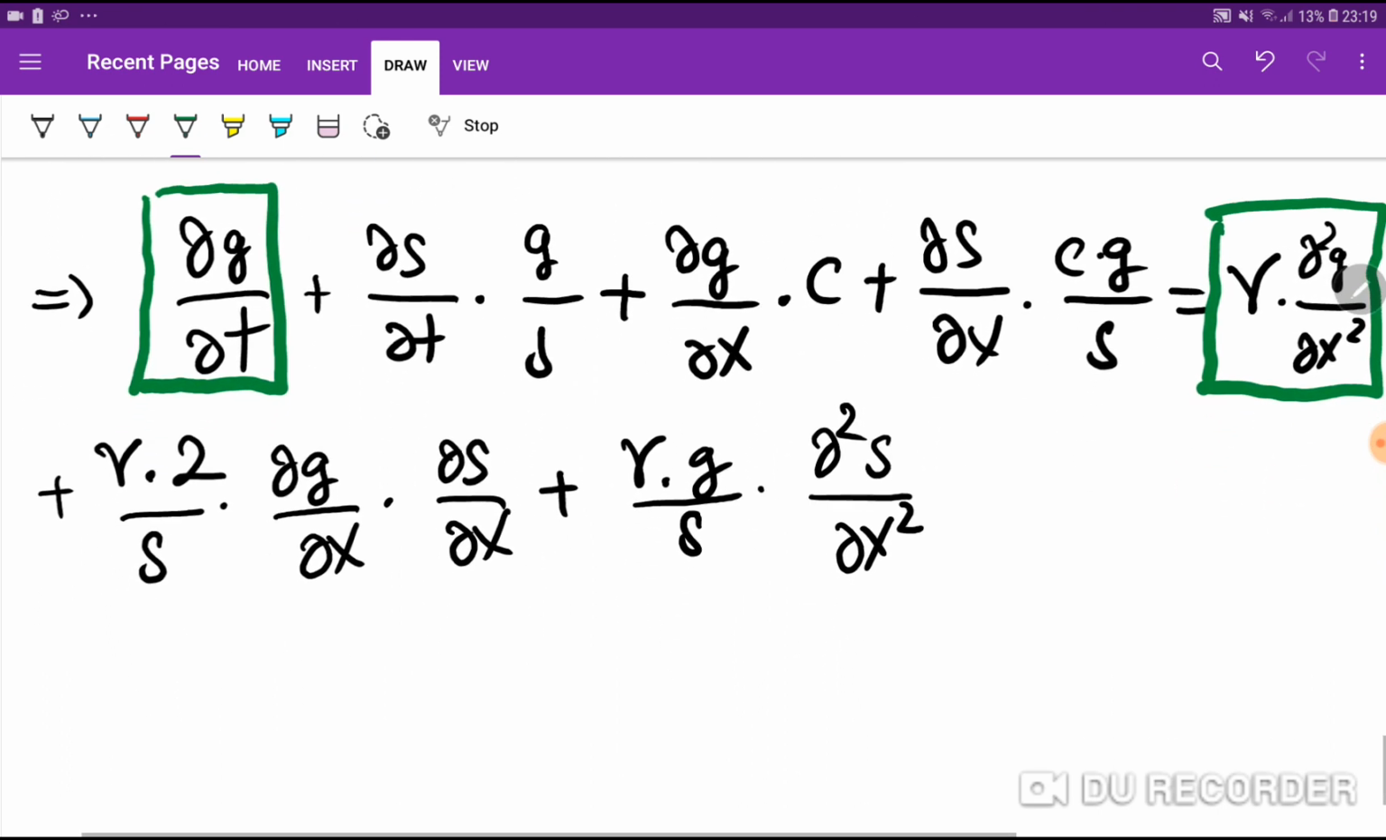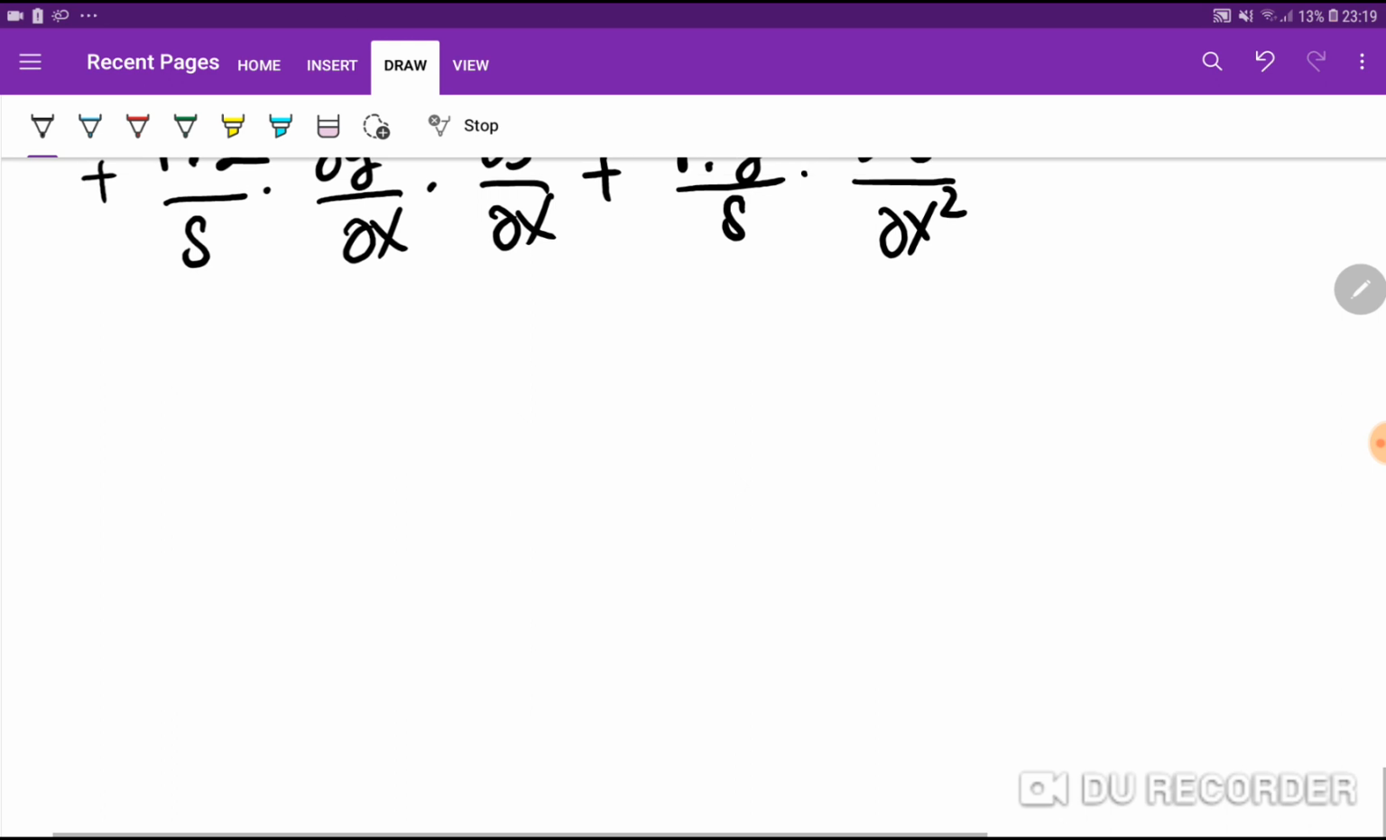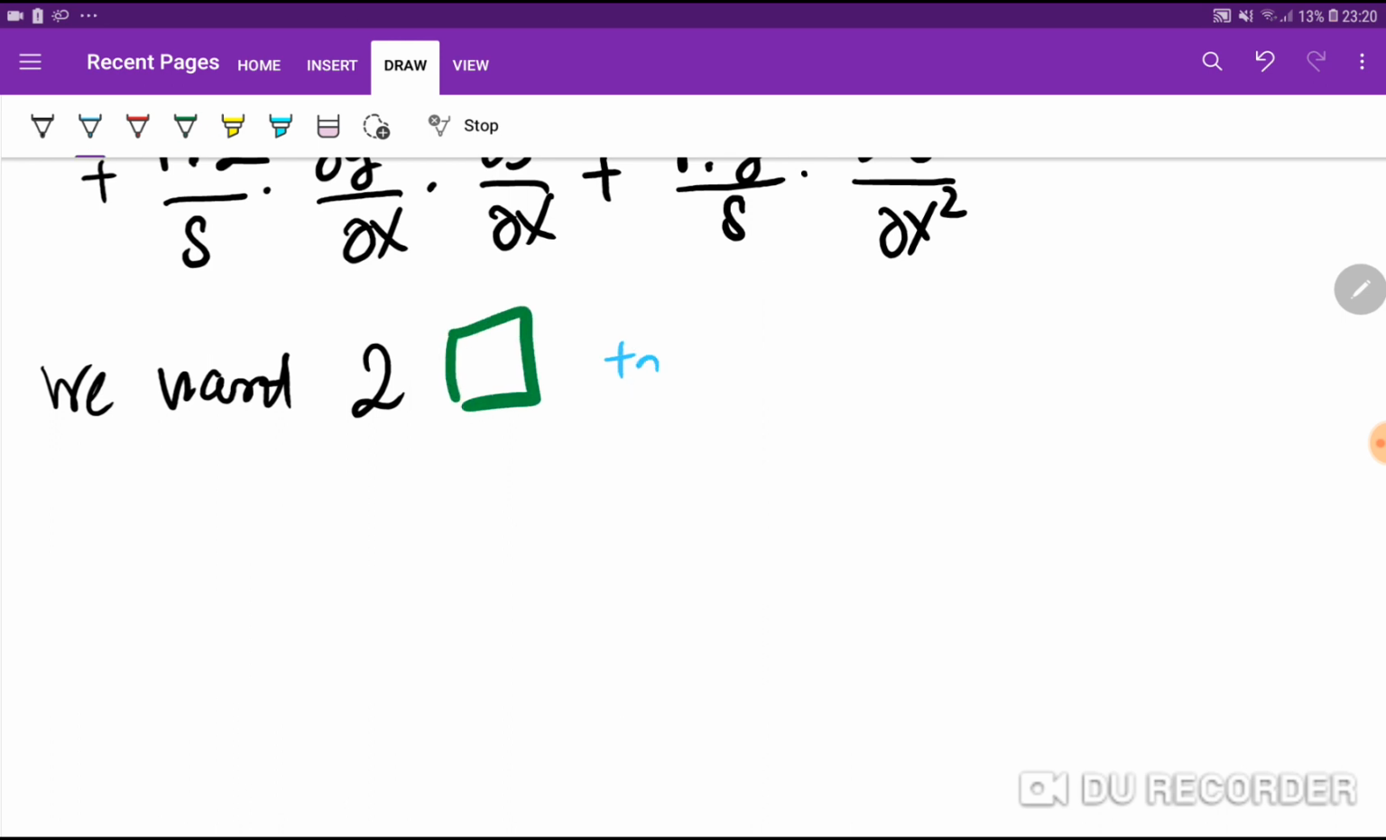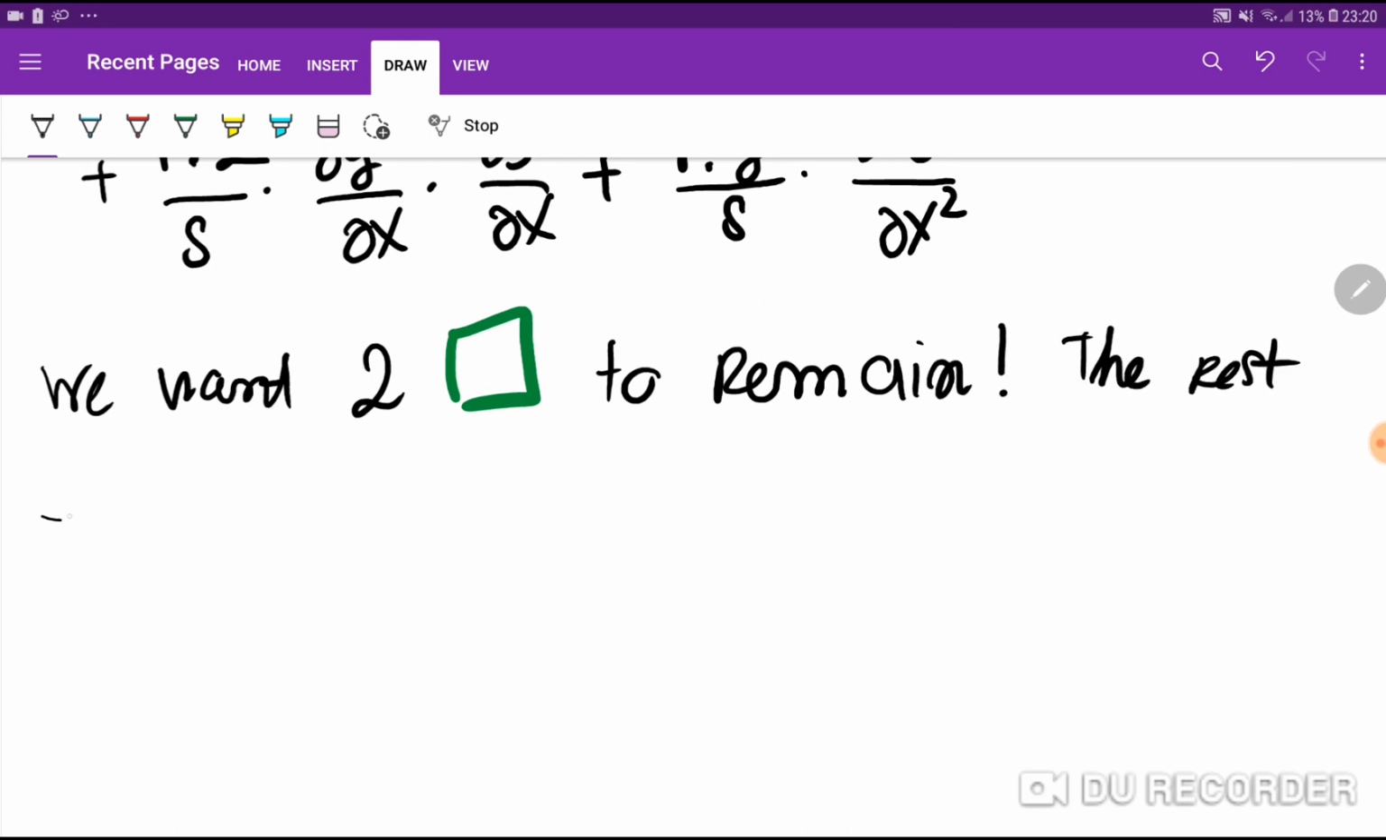Okay, so let me write down: we want the terms to remain, the rest to disappear. Okay, all right. How do they disappear?